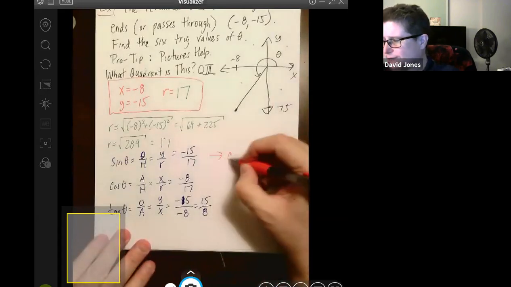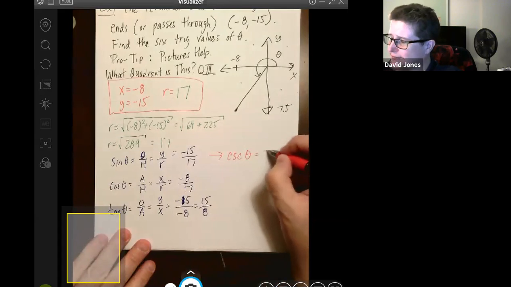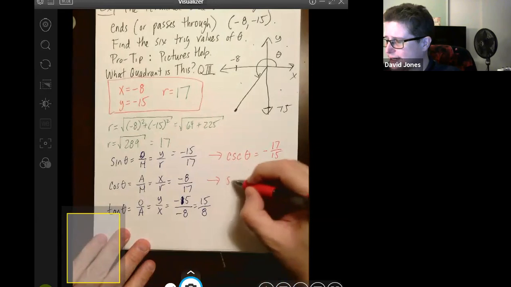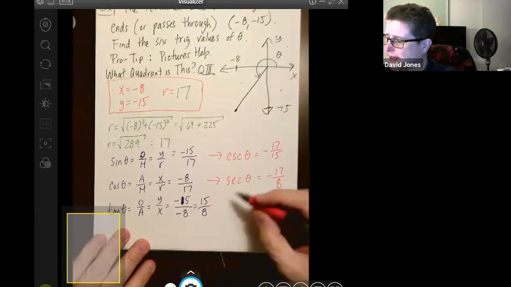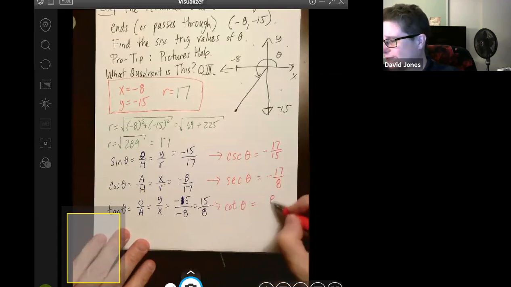To find the other ones, we flip them. Sine goes to cosecant, -17 over 15. Cosine goes to secant, -17 over 8. And tangent goes to cotangent, 8 over 15.